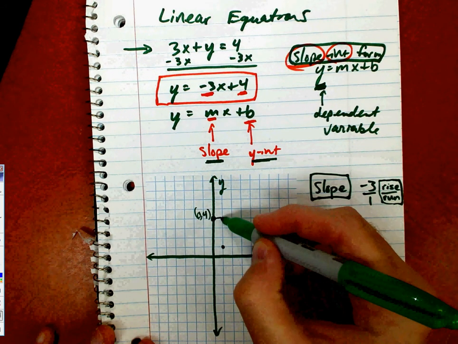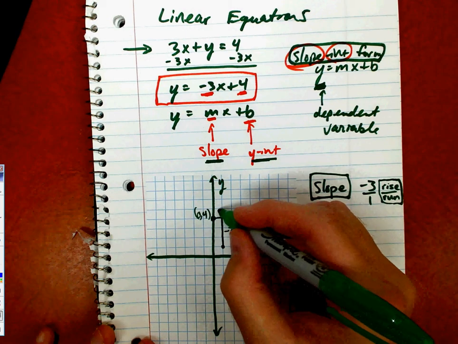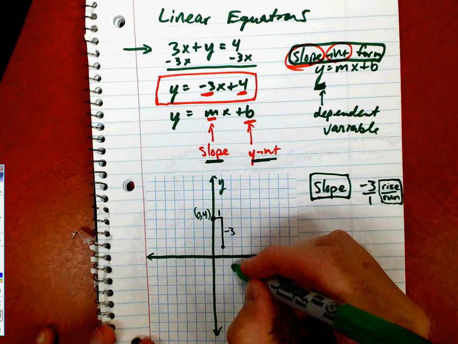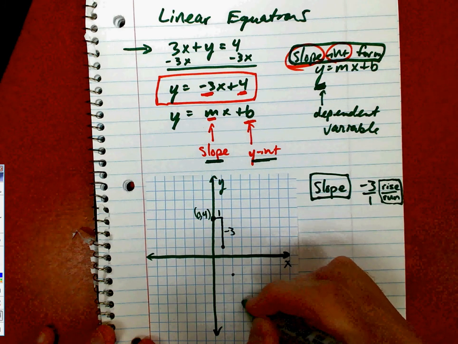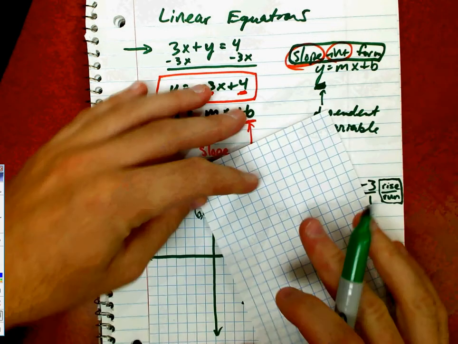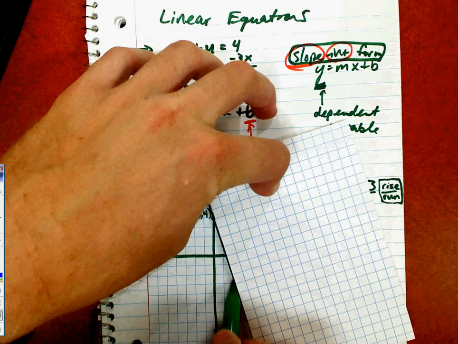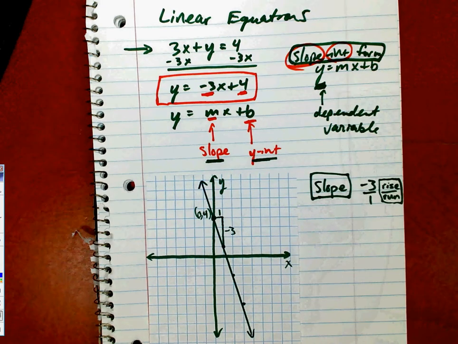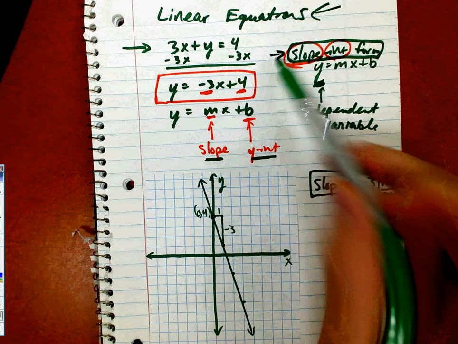So the relationship between 2 points is found by going down 3 and over 1. And every point that's on this line can be found by going down 3 and over 1. To help give me a very nice linear equation. And that is how you can graph a linear equation from the slope-intercept form.